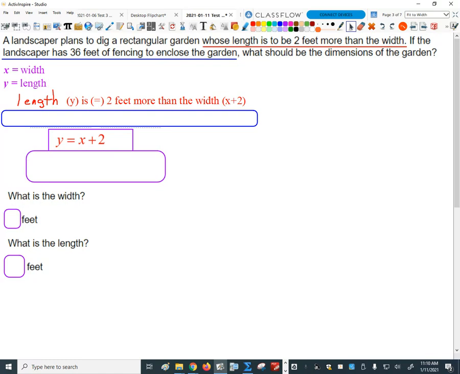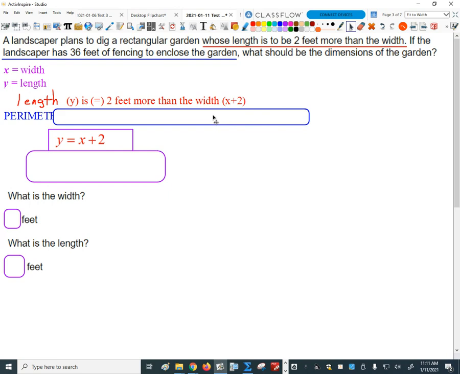Okay. What about the second part here? If the landscaper has 36 feet of fencing to enclose the garden. Okay, Mr. Thatcher, help me out with that one. 36 feet of fencing to enclose the garden. What does that mean if we're enclosing the garden with fencing? What does that sound like for that rectangle we're talking about? The perimeter. Yeah, good. We're just saying that the perimeter is what? 36.